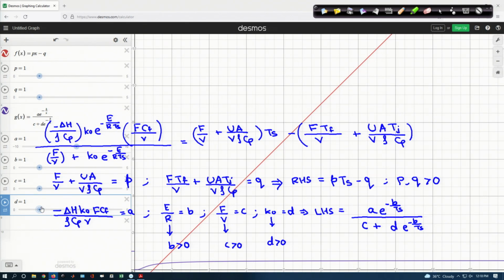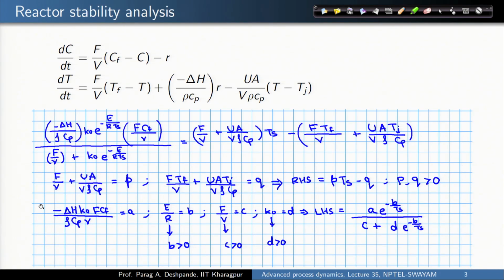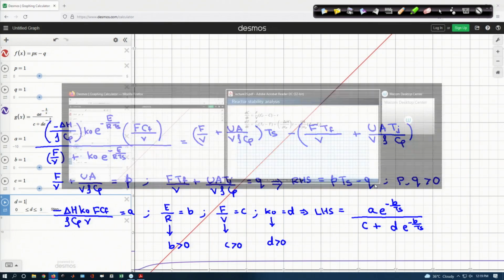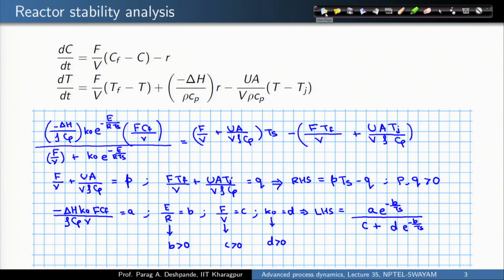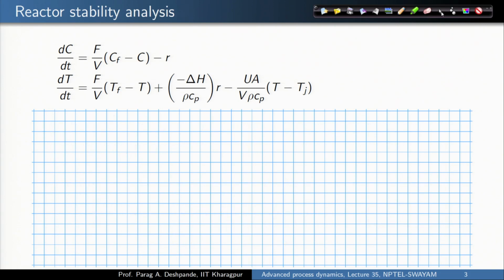Now, I see that the intersection of the two curves, the left hand side, which is given as A e to the power minus B upon T S upon C plus D e to the power minus B by T S, and a straight line given as right hand side is equal to P T S minus Q, should give me the steady state. Let us see if this is correct. So, let me do one thing.